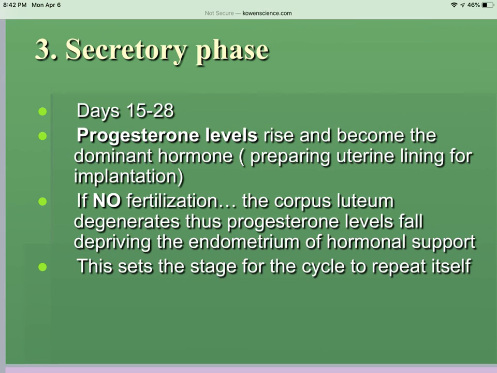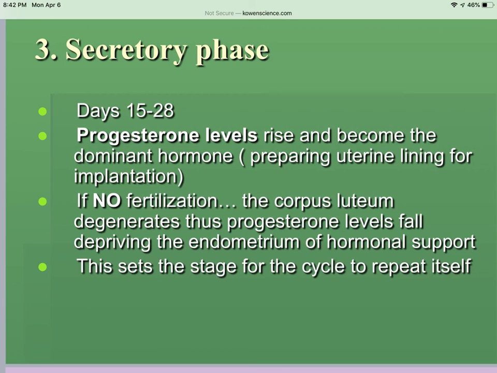The secretory phase is the third phase. This is days 15 through 28. Progesterone levels rise and become the dominant hormone. It's preparing the uterine lining for implantation. If there is no fertilization, the corpus luteum will break down. Progesterone levels will fall. They deprive the endometrium of hormone support. This starts the stages all over.